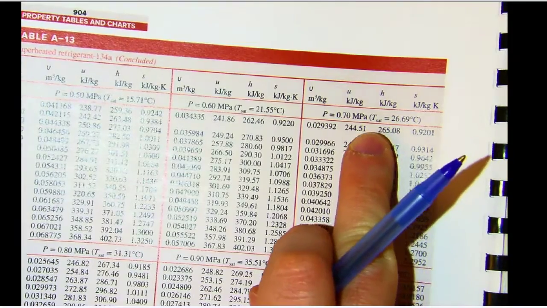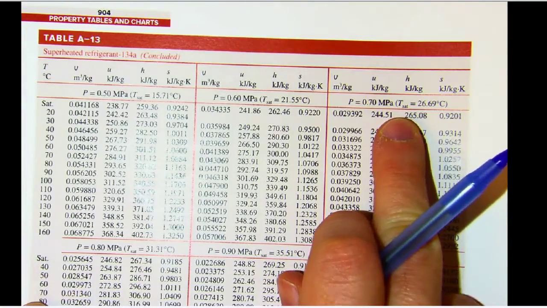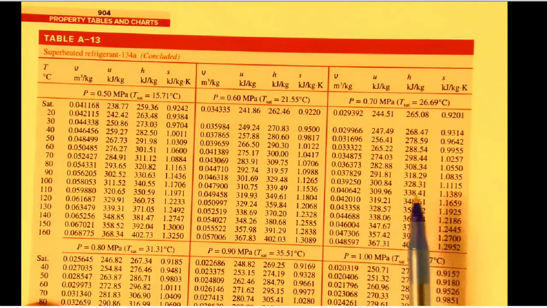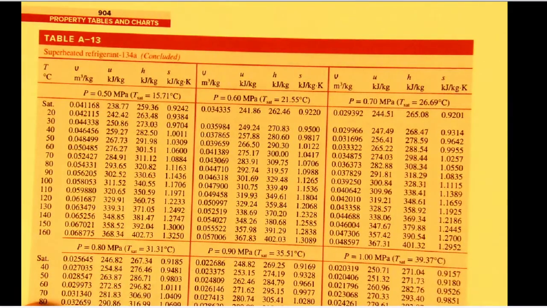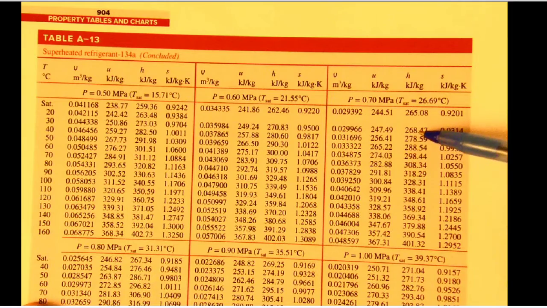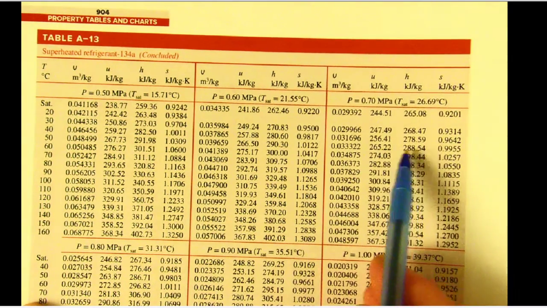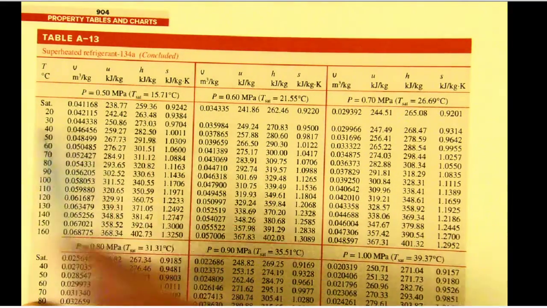page, 700 kilopascals. I'm going to turn this light off again because it's reflecting crazily. And I see, all right, my enthalpy was what, 280 something? Okay, so I'm in between these two, 278.59 and 288.54. And that means I'm in between temperatures of 40 and 50 degrees C, assuming I read correctly to the left here. Yes, 40 and 50.